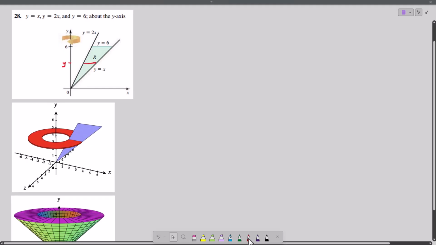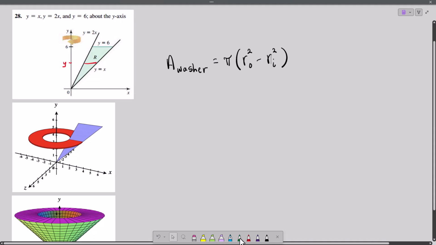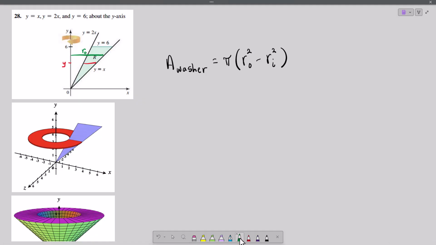So we know our cross section is a washer. The first thing we need to do is find the area of a washer, which we have discovered is pi times r outer squared minus r inner squared. Now the catch here is that we're measuring horizontally, so we're going across here. That is going to be the outer radius, from the axis of rotation to the further curve. The inner radius is going to be the distance from the axis of rotation to the closer curve.